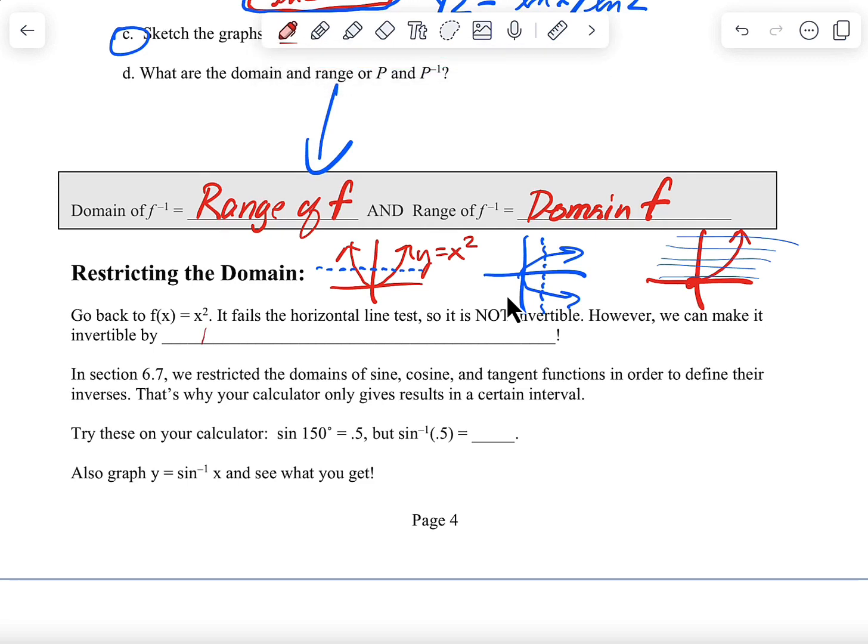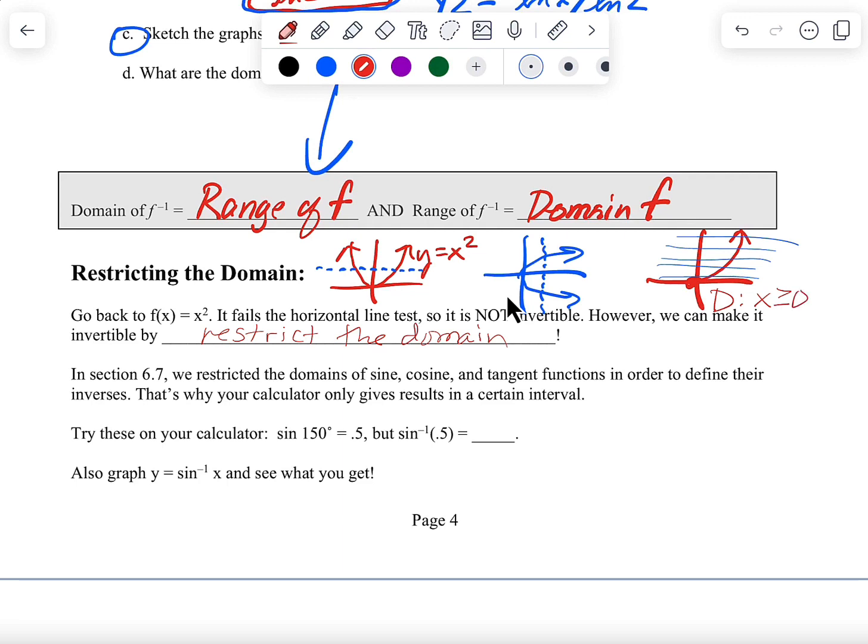You simply restrict the domain. You just restrict the domain. In other words, you just say the domain is all reals greater than or equal to zero. If you do that, now it's invertible. That's how we work around that.